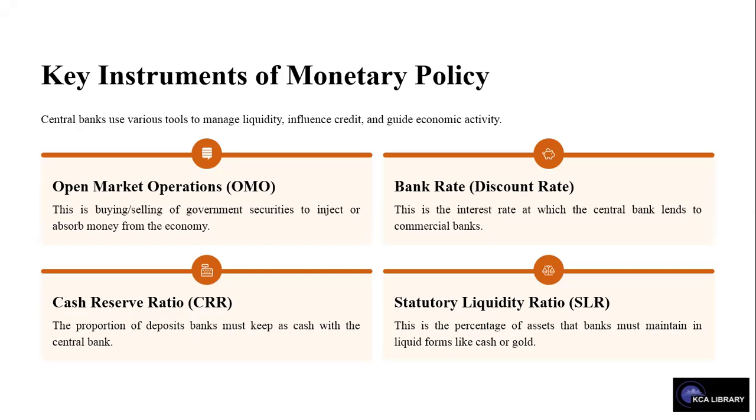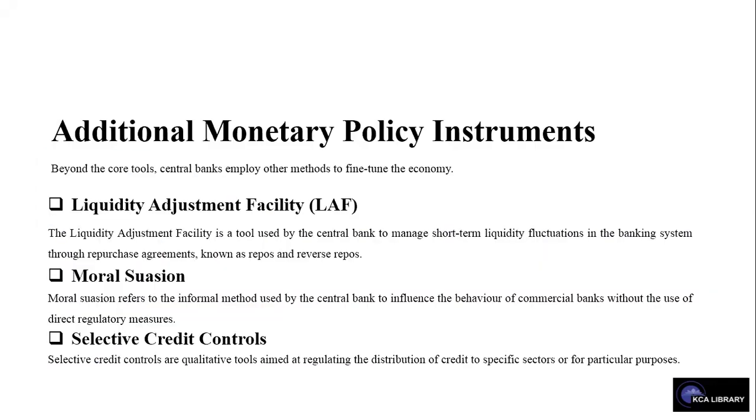The next is the bank rate, which is also the discount rate. This is the interest rate at which the central bank lends to commercial banks. Another instrument is the cash reserve ratio, the proportion of deposits a bank must keep as cash with the central bank. We also have the statutory liquidity ratio, the percentage of assets that banks must maintain in liquid form like cash or gold.